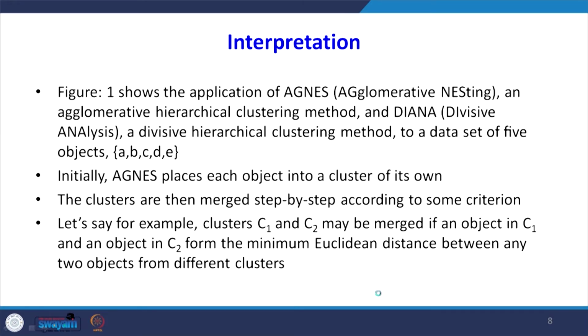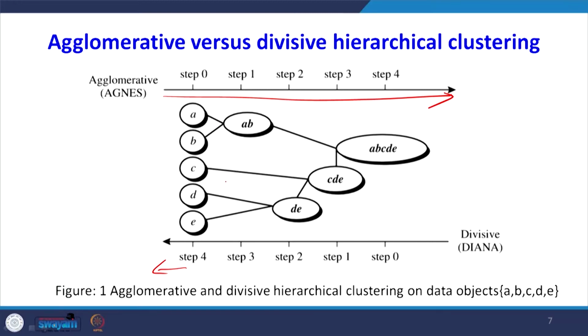So, what is happening here? It starts from step 0 and goes up to step 4. You see, in step 0 there are 5 clusters, but in step 1 all are merged into only one cluster, that is A, B, C, D, E.